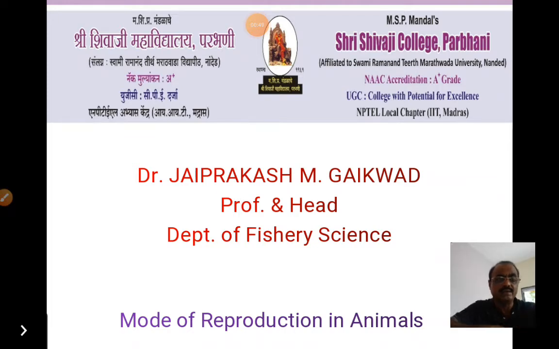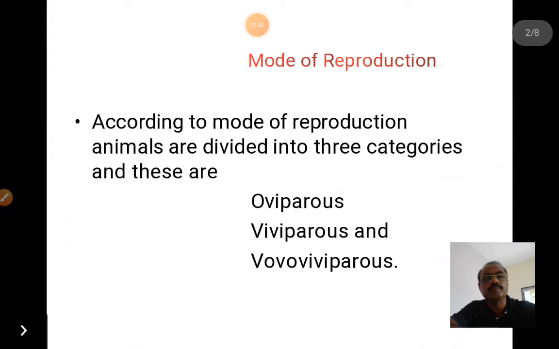Under Developmental Biology, the first topic is the mode of reproduction in animals. So we'll see that first. According to the mode of reproduction, animals are divided into three categories: oviparous animals, viviparous animals, and ovoviviparous animals. Oviparous animals are nothing but egg-laying animals or egg depositors. Animals that lay eggs and produce offspring are called oviparous animals.